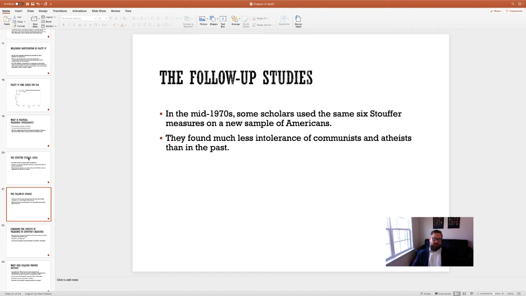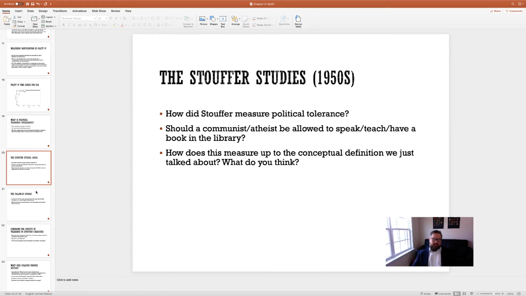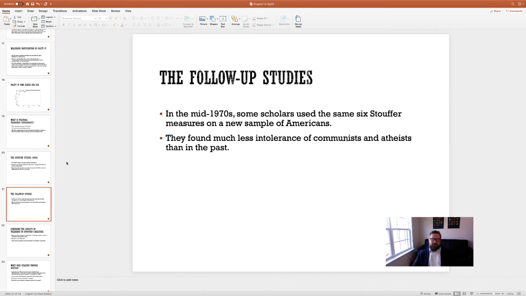So using Stouffer's definition of tolerance, people have studied it, and they found that tolerance seems to be increasing over time because people are becoming more and more tolerant of communists and atheists. But that tolerance increase is illusory because it wasn't that people were becoming more tolerant of communists and atheists. There were more people becoming communists and atheists. You see what I mean? And you see the difference?